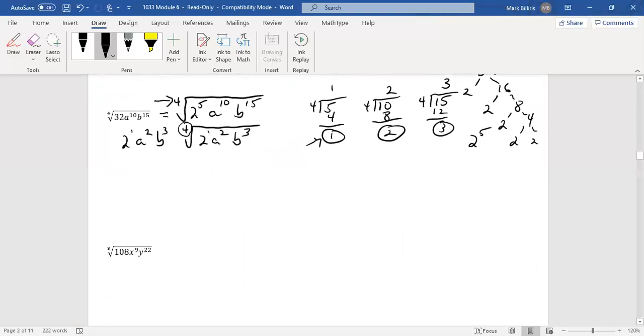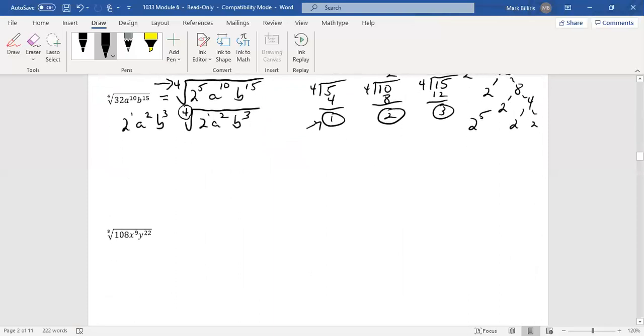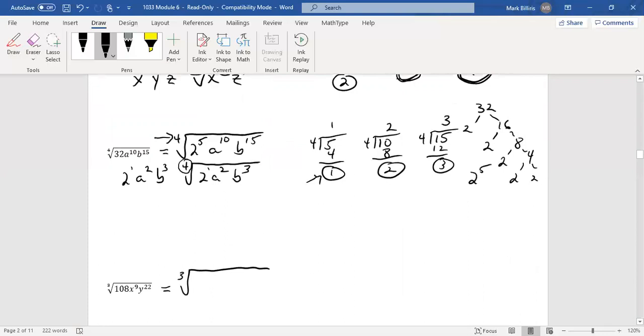Another example. Here I have the cube root of 108, x to the 9th, y to the 22nd. So remember, we're not dividing 3 into 108. We need to break 108 down into prime factorization.